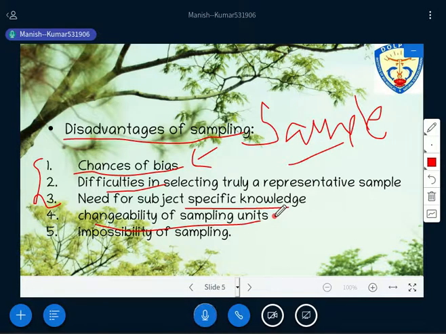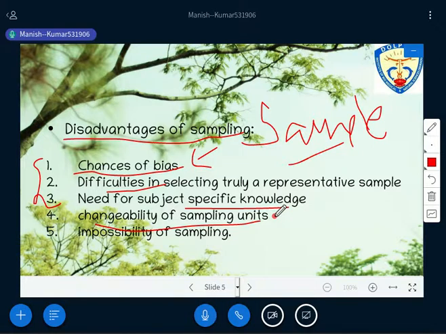Another problem is there, if the number of cases is too small. Number of cases means the population is not so large, the population is very small, so again it is very difficult to make a sampling unit out of that. Is it okay?